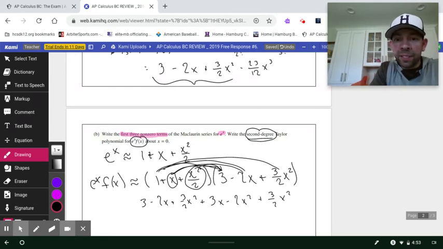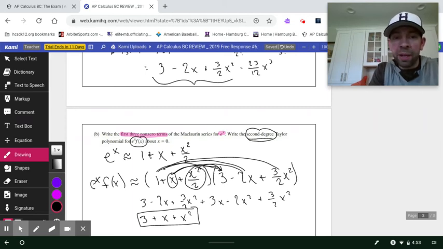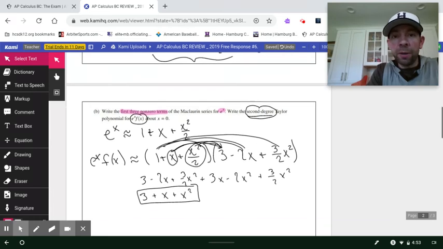Now we're going to combine like terms here. Let's see. I think I'm getting 3 plus x. And then if I combine all of the x squareds, it's just going to be 1x squared. And I'm going to box this up. This is the second degree, because the biggest exponent is 2, second degree polynomial for e to the x times f of x. All right, so we're chugging here. We're chugging.